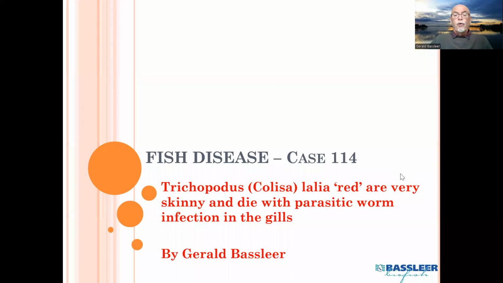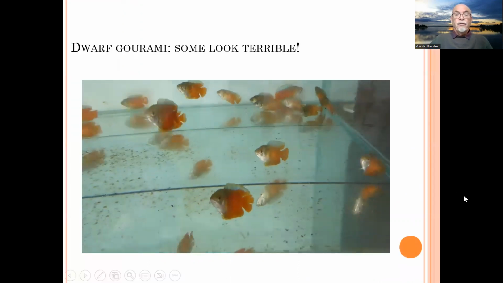And I'll show you today my case on fish diseases, which is a case about a gourami. It used to be called a Colisa, but these days it is a Trichopodus, a lalia red variety. And here in this case, they were very skinny, some were dying, and we found parasitic infections in the gills. This is case 114.